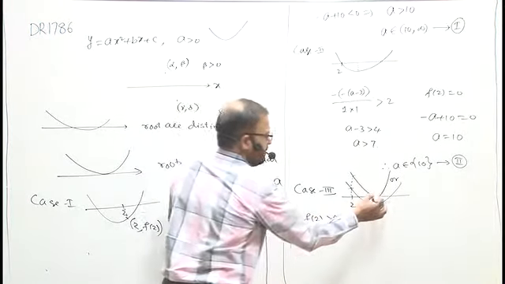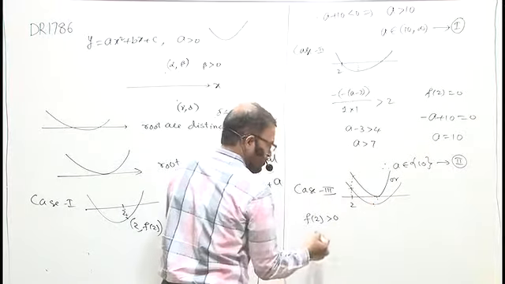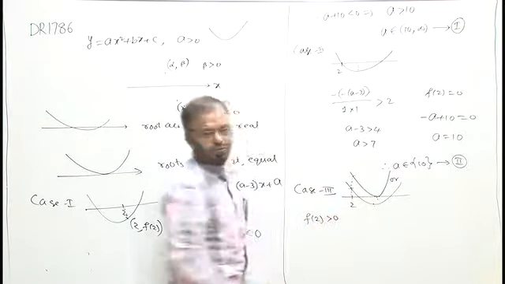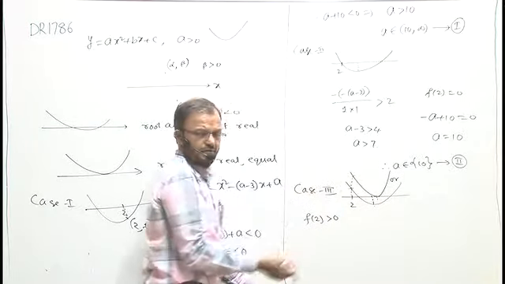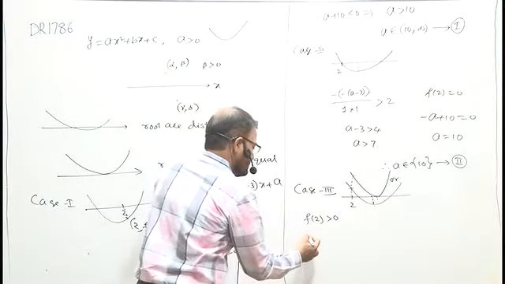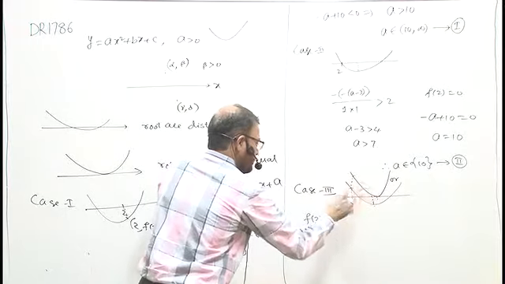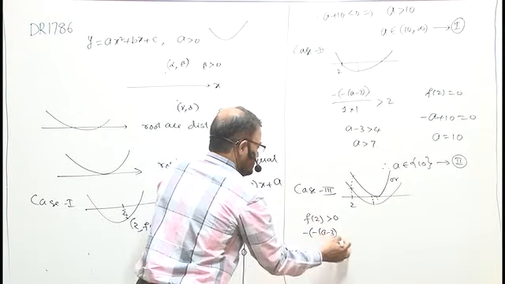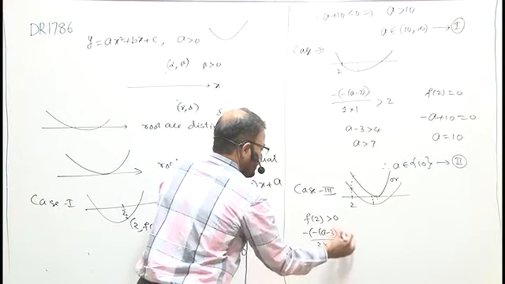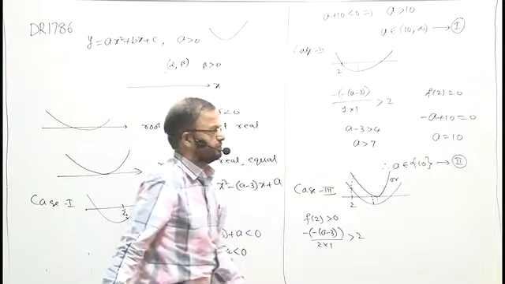Second thing, the vertex. I can say that the vertex is to the right side of 2. The x coordinate of the vertex is to the right side of 2. That is, I can say this x coordinate, minus of minus (a minus 3) divided by 2 into 1, is greater than 2.